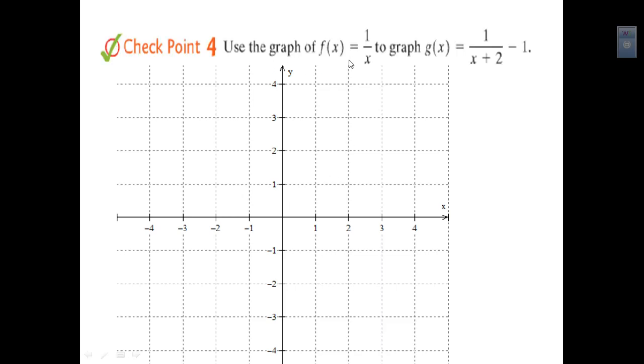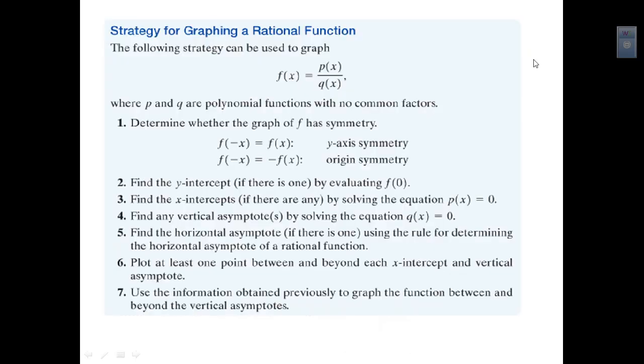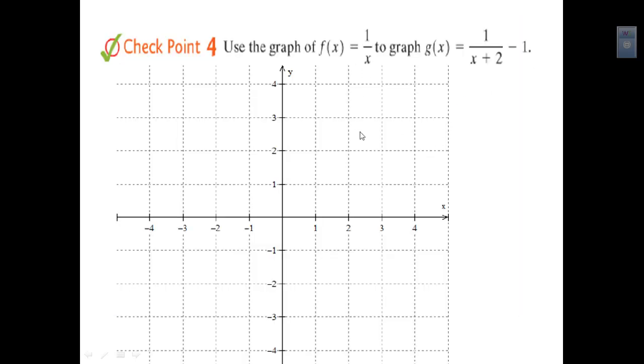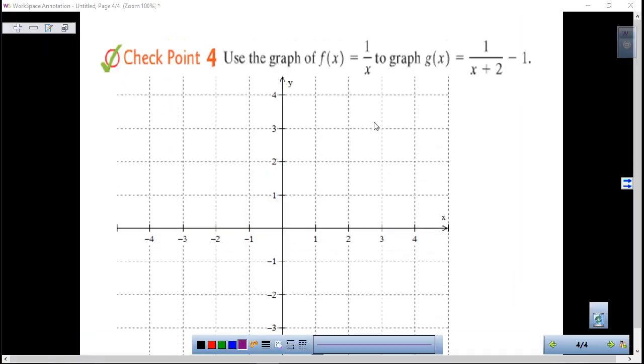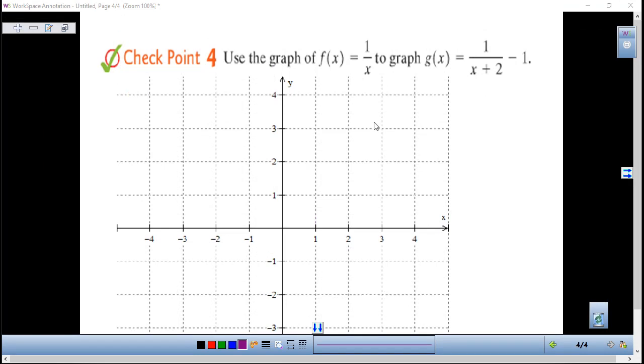All right, so use the graph of f of x equals 1 over x to graph g of x equals 1 over x plus 2 minus 1. All right, so 1 over x is going to look very similar. Let me go ahead and sketch it real quick. You're going to have a vertical asymptote at x equals 0, and I have a horizontal asymptote at y equals 0.